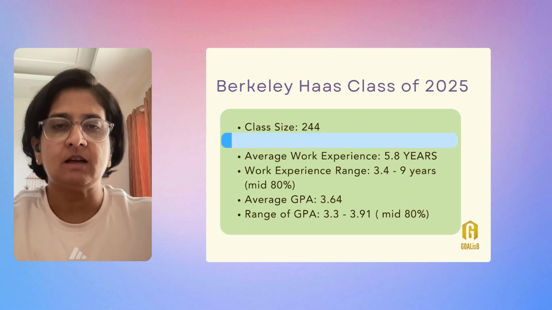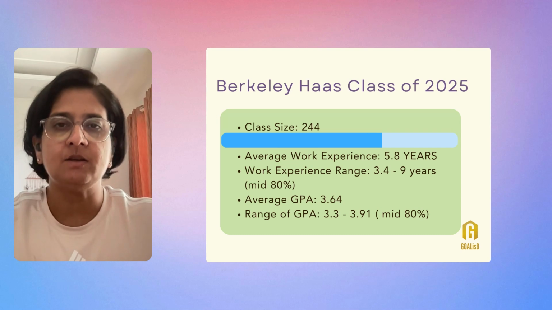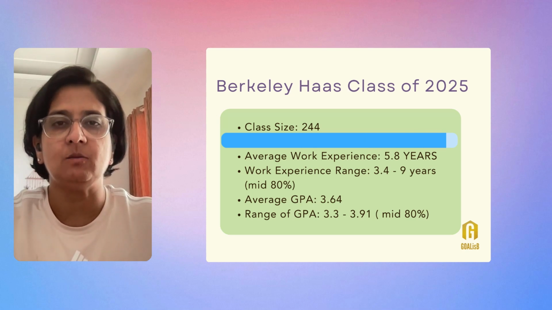Now coming to the class profile for Berkeley Haas 2025, this is a very important section for you. The average work experience in the class is around 5.8 years. The work experience range is from 3.4 to 9 years. And the average GPA for the intake has been 3.64. And the range of the mid 80% of the GPA accepted was 3.3 to 3.91.